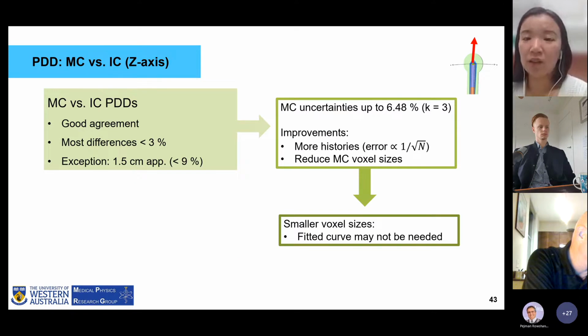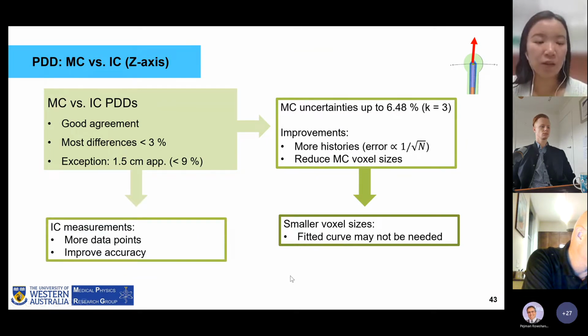Monte Carlo uncertainties were larger, up to 6.48%, with coverage factor of 3. To improve these, we could introduce more histories and run simulations again. We could also reduce the Monte Carlo voxel sizes so that a fitted curve might not be needed at all. We could directly compare Monte Carlo and film results at the same depth. To improve the ionization chamber measurements, we could use more data points, as this would improve accuracy.